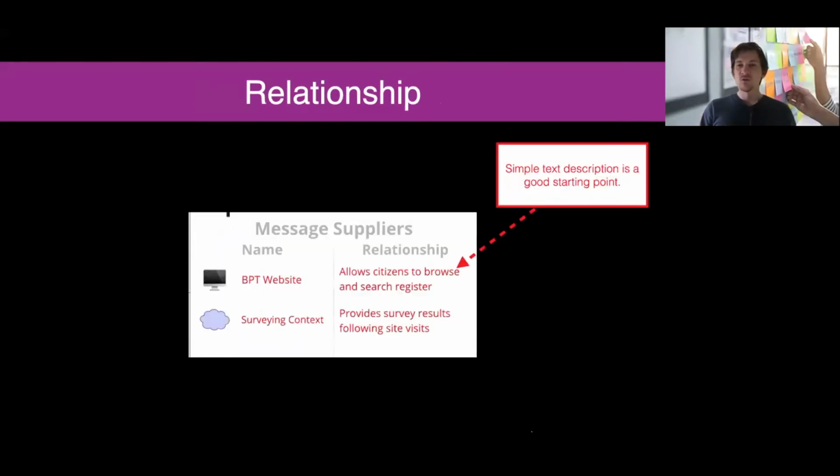And so when we talk about relationship, all I recommend here is a simple text description. Like, why are these two contexts or services communicating? So the BPT website, the Business Property Tax website, has a relationship because it wants to view the register. It wants to display that stuff on a web page for citizens. As a starting point, this is perfect as a relationship.